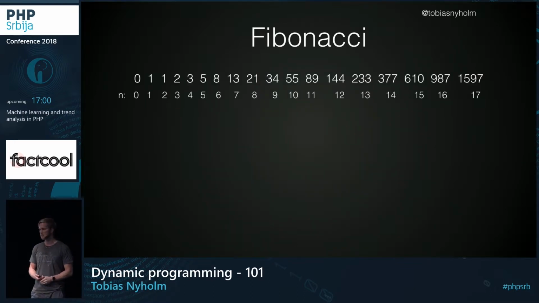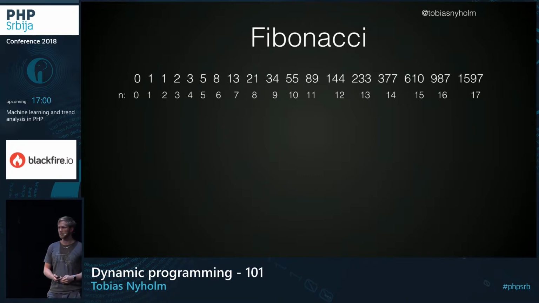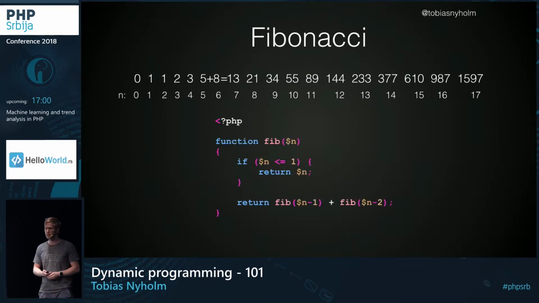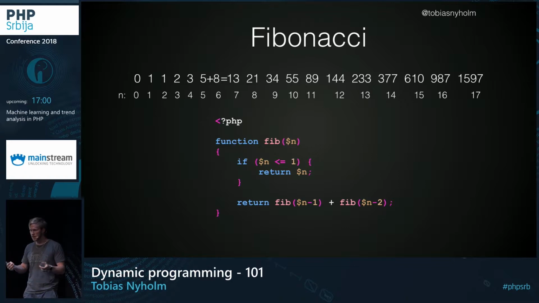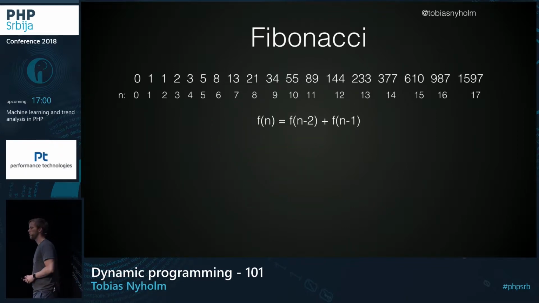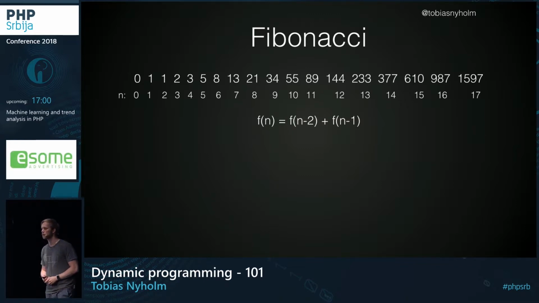The Fibonacci sequence is something like this. Here are the first 17 Fibonacci numbers, and there is the index below it. In a Fibonacci sequence, the next Fibonacci number is the sum of the two previous Fibonacci numbers. So in code, this will look something like this. I figure out that Fibonacci of 5 is actually Fibonacci of 4 plus Fibonacci of 3. In math, it looks something like this. Very simple and straightforward. So if I ask you now, what is the 15th Fibonacci number?